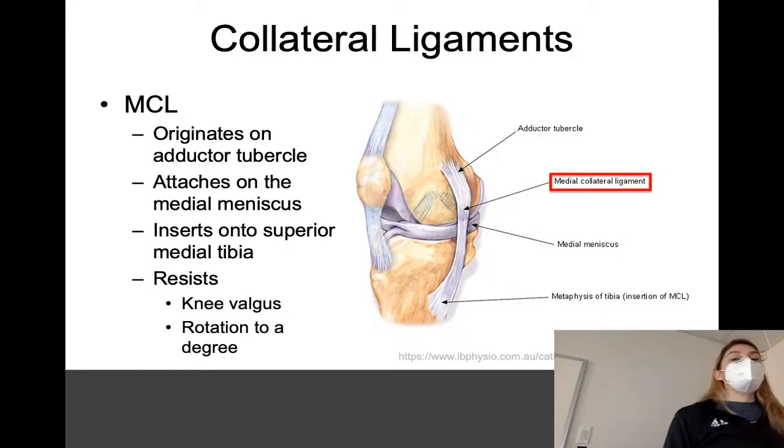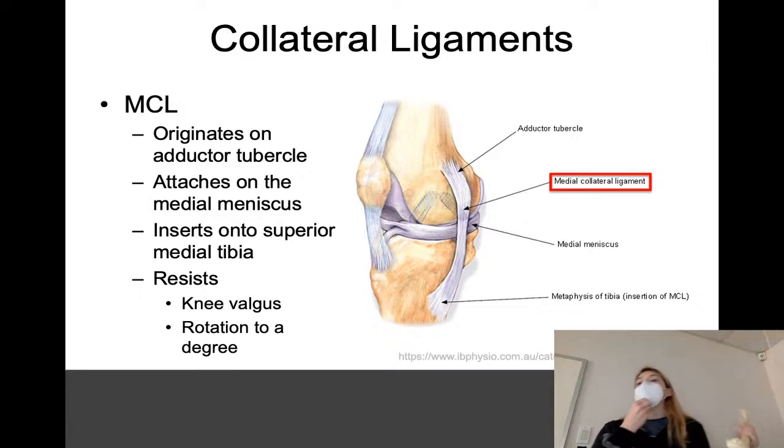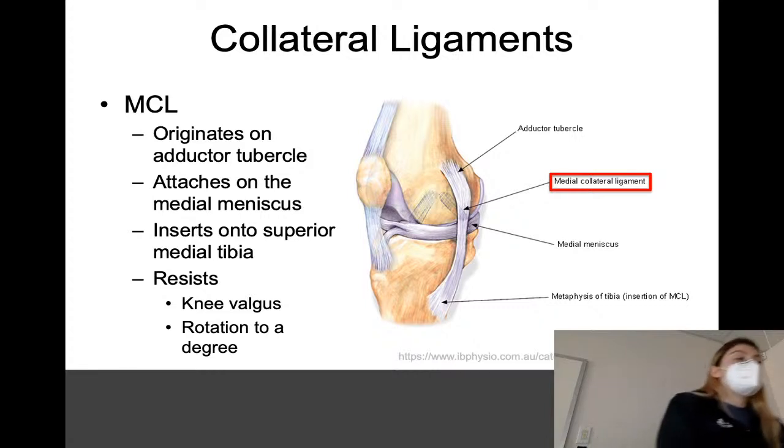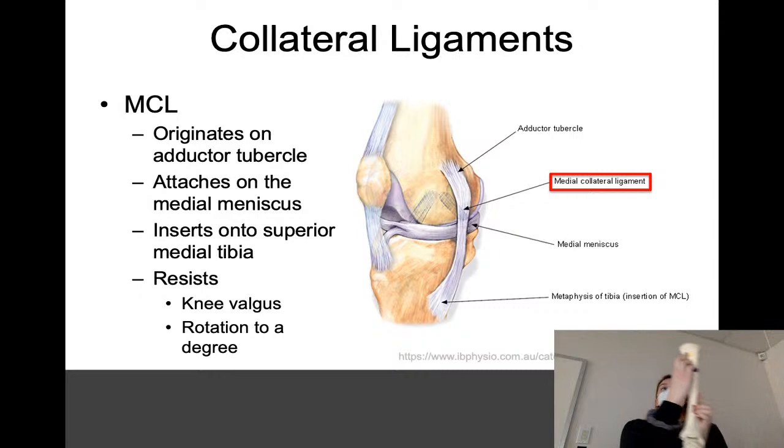Okay, now to our MCL. That MCL is going to originate on the adductor tubercle. So we know our medial condyle with the bump just above it, that adductor tubercle, it's going to originate off of the adductor tubercle. It's going to come down, attach to your medial meniscus, so running in between. And then it's going to insert onto the superior medial tibia. So about right here. So superior medial tibia.